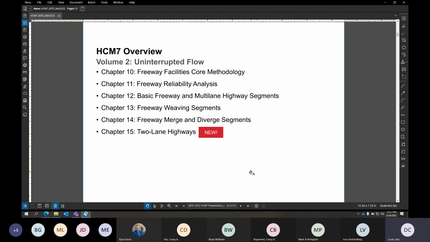Chapter 15, 2-lane highways, I'll get to this one in a little more detail, but that's a completely new chapter. It replaced the old procedure. There was a new NCHRP project that was completed a few years back by the University of Florida. They came up with a new methodology for analyzing 2-lane highways. And yeah, I'll get into those details in a little bit on what that is.